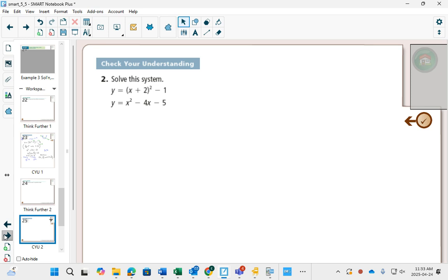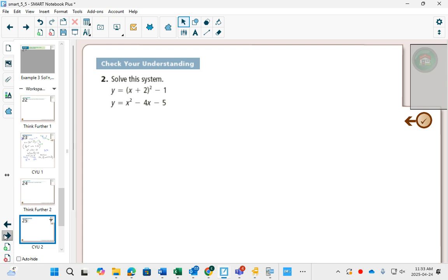Here we have two parabolas. One is nice in standard form, so you could graph that one pretty quickly because you know where the vertex is. And one is in general form, which isn't as easy to graph quickly. But you know you have two parabolas that both open up. How many solutions? We don't know yet.